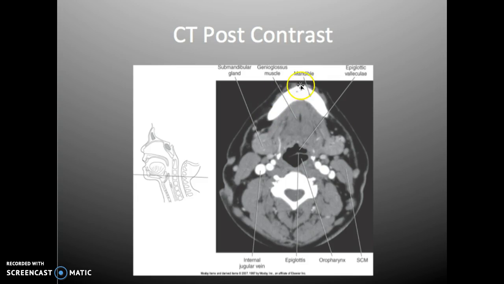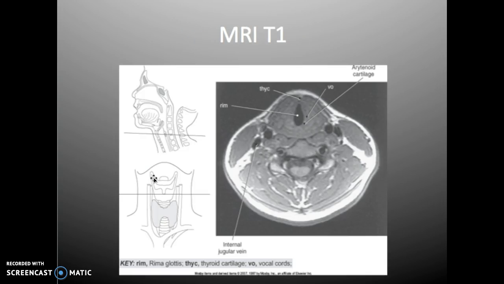Looking here, this is your mandible. You have your epiglottic valleculae here with your epiglottis right there, and this is your oropharynx. Here's your sternocleidomastoid muscle. This is your internal jugular vein there. This is your submandibular gland, so you can look and see where we're at to see that it's a submandibular. You have your thyroid cartilage with your vocal cords on the inside and your rima glottidis in the middle.